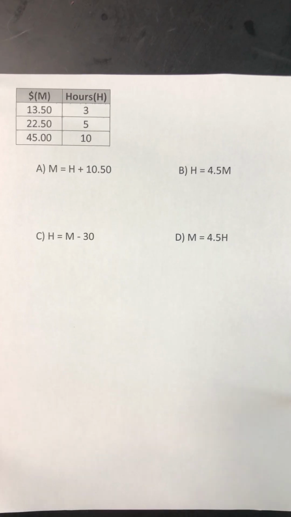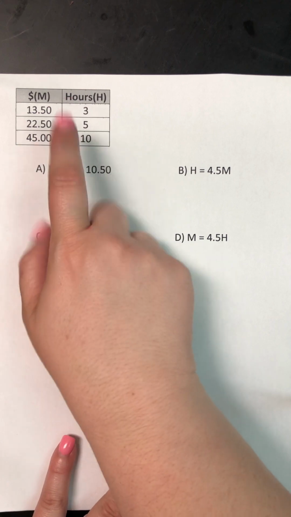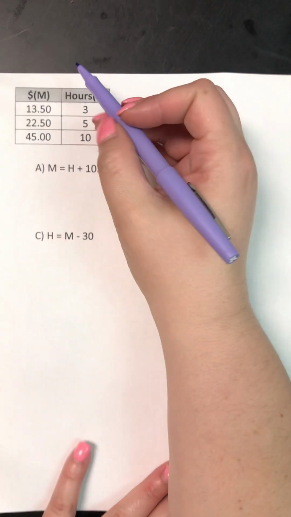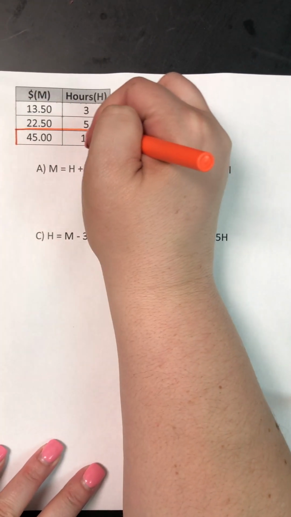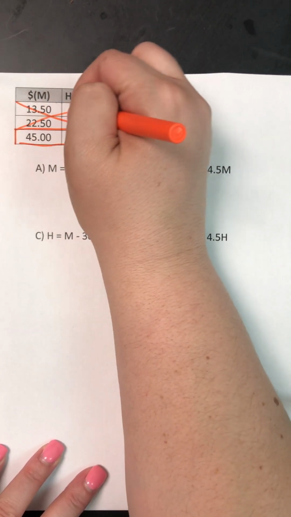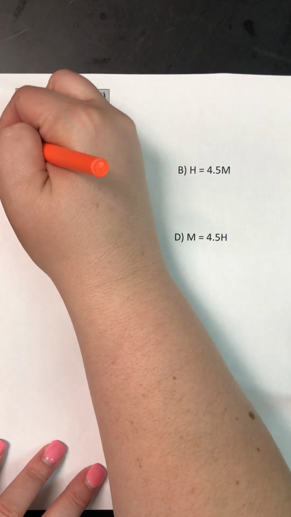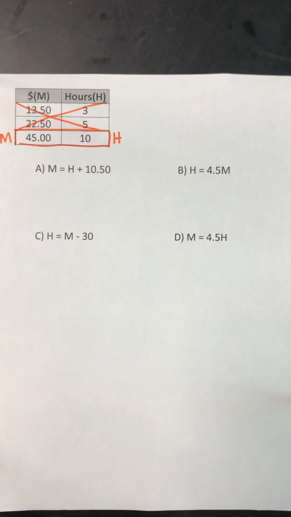All right, so let's talk about writing an equation from a table. We should know by now that anytime you get a table on the STAAR, if it's talking about miles and hours or any kind of comparisons, we're only going to use the last part of the table. So I'm going to box the last part of my table and mark out the other pieces. This was money, so I'm going to put an M for money on this side, and this was hours, so that's going to be H.